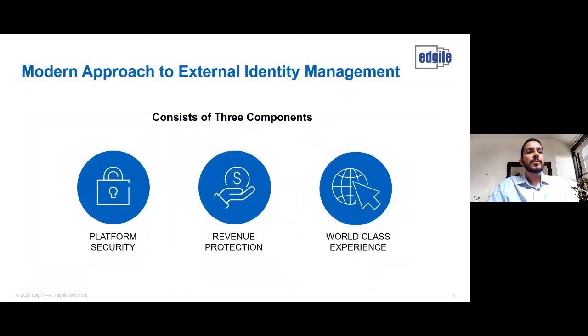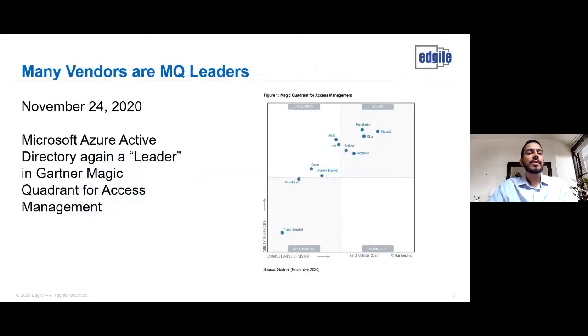So the modern approach to external identity management, dwelling more into that, primarily consists of three components: platform security, revenue protection, and world-class user experience. The remainder of the webinar is going to focus on more details on these three components. But before we go into more details, I want to show the magic quadrant by Gartner. With respect to the modern approach, most of the vendors are in the top right-hand corner that does this kind of work.